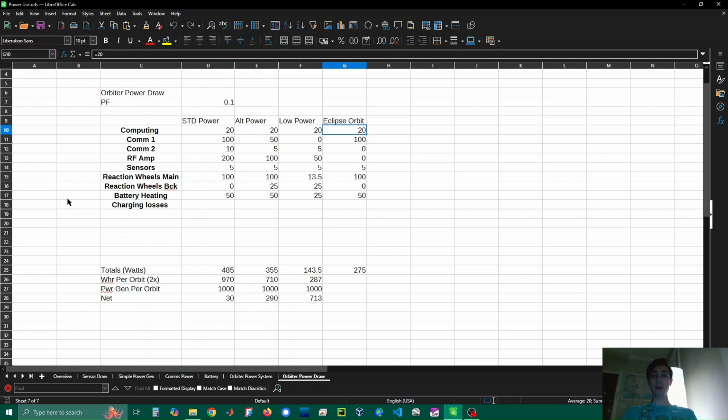So computing, because we're going to always have an active GNC system, because we will want to point towards Earth and point towards our probes, we will be using a pretty consistent 20 watts. This is also just an extra redundant system because we'll have a secondary compute unit. So each compute unit will be about 10 watts at full tilt.